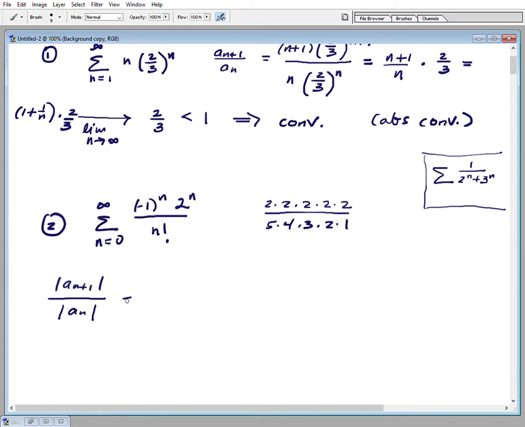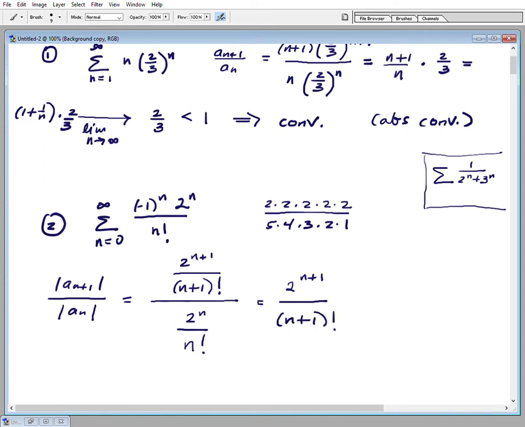Okay, so let's write this out. And we ignore the minus 1 to the n because we're talking about absolute value. So here we have 2 to the n plus 1, and here we have n plus 1 factorial, and here we have 2 to the n, n factorial. I'm just going to do the reciprocal of the denominator and rearrange so that we have a lot of canceling.